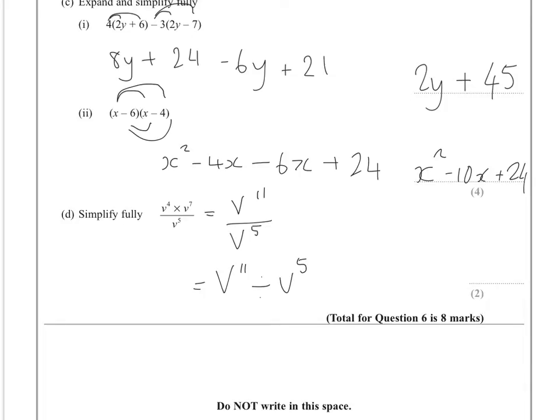So rather than as a fraction, I can write it using the division sign. That should be clearer. You should see now that with division, we know we do subtraction. So 11 minus 5, which leaves me with 6. So v to the power of 6.